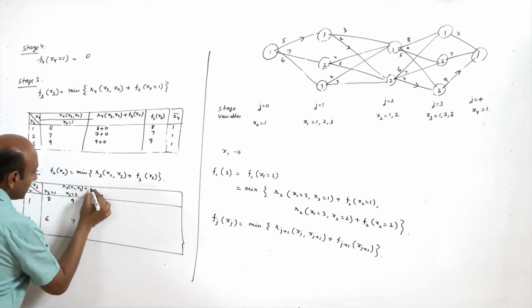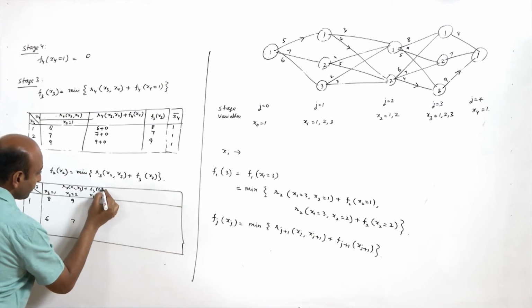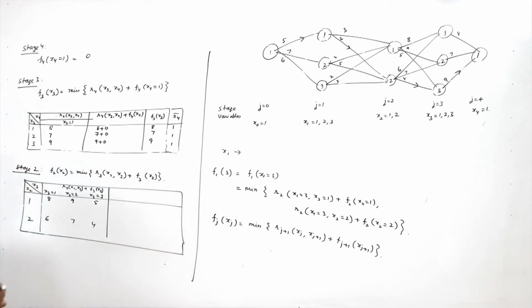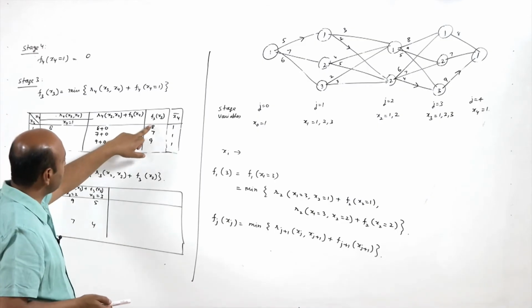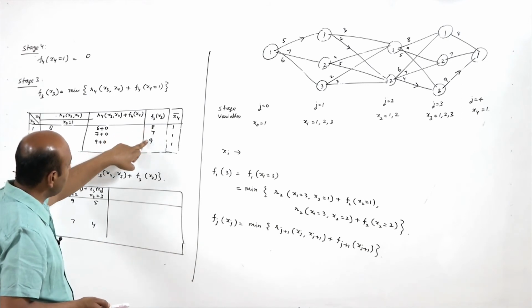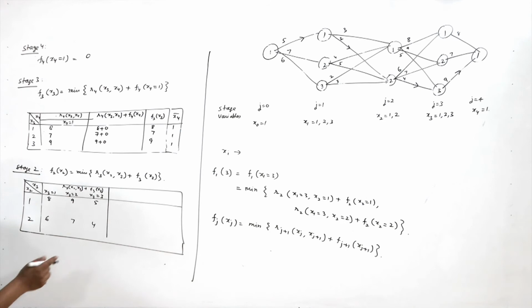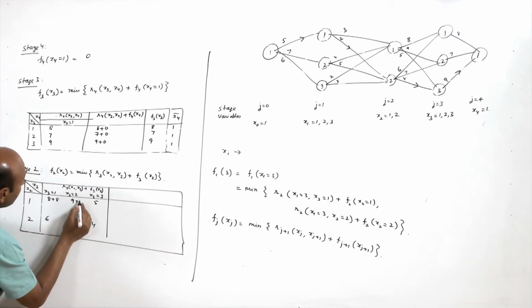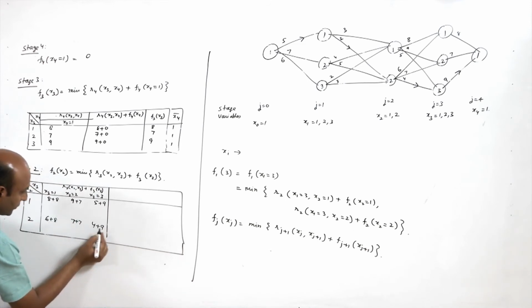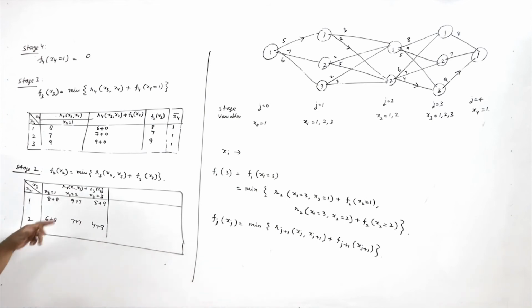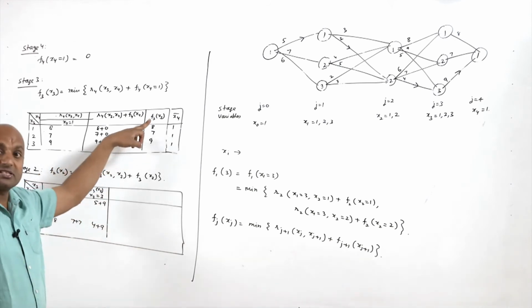Now I want to add f3 x3 also. f3 x3 values are 8, 7 and 9. First we write the value of the arc length: 8, 9, 5, 6, 7, 4. And then we have to add f3 x3 from the previous table.